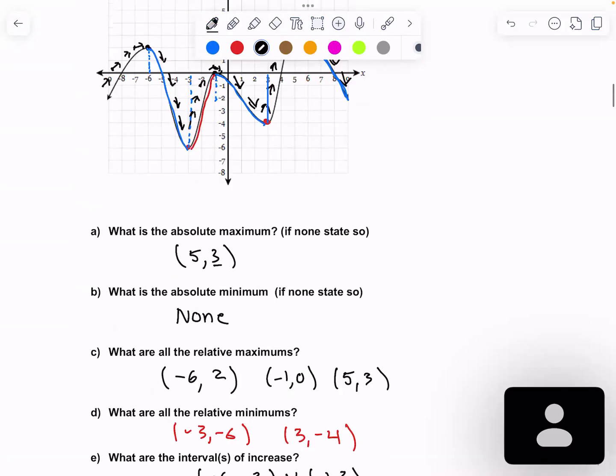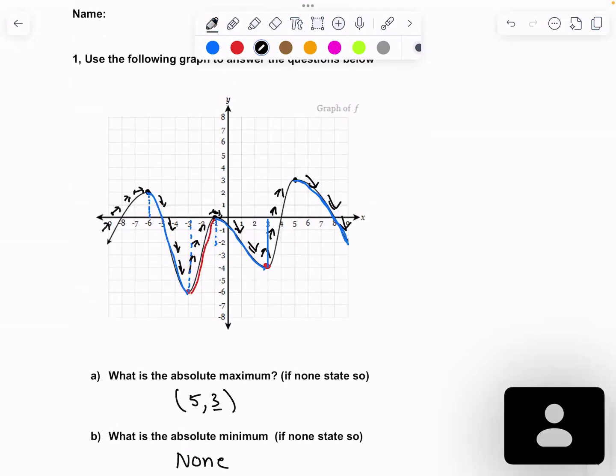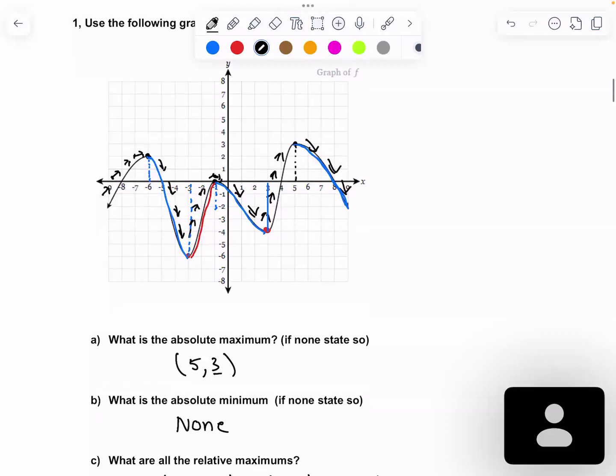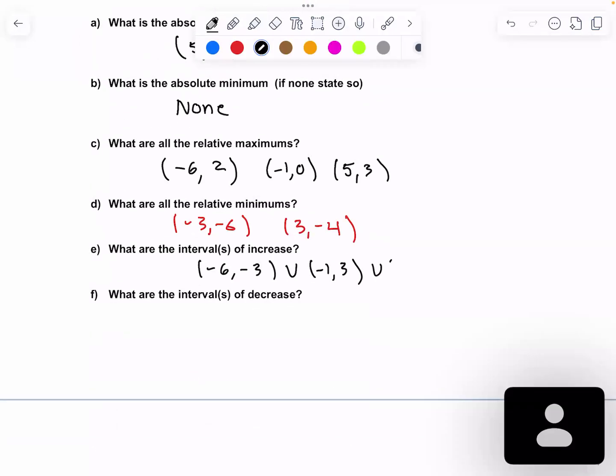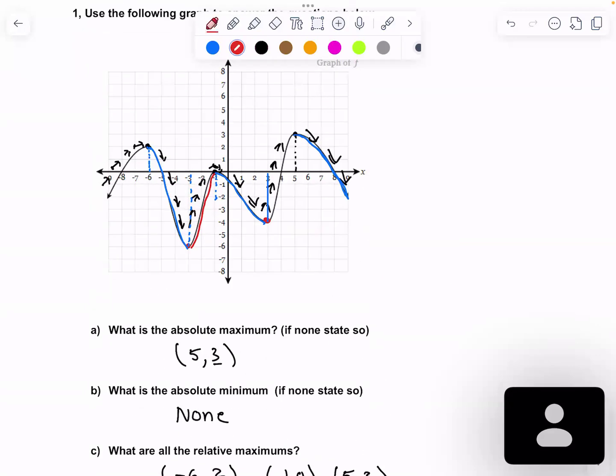And then my last interval, it starts decreasing here and never stops decreasing because the arrow says it goes down forever. So that would be 5 to infinity. That would be my intervals of decrease. Now, increasing is just labeling all of these points where the arrows are going up.